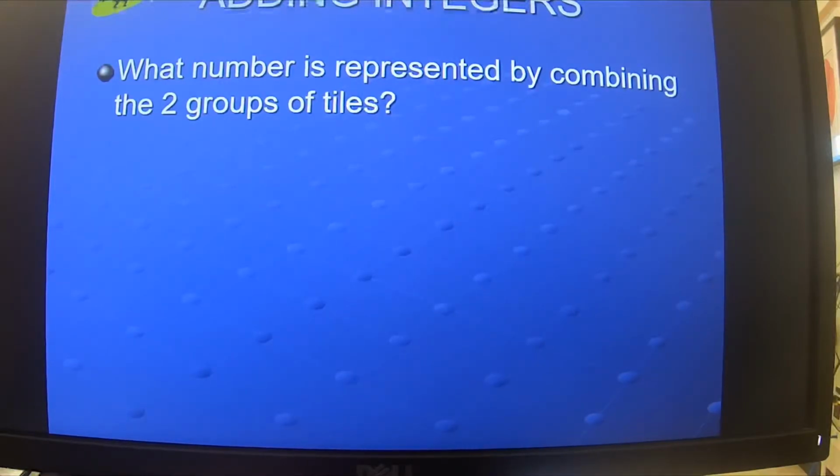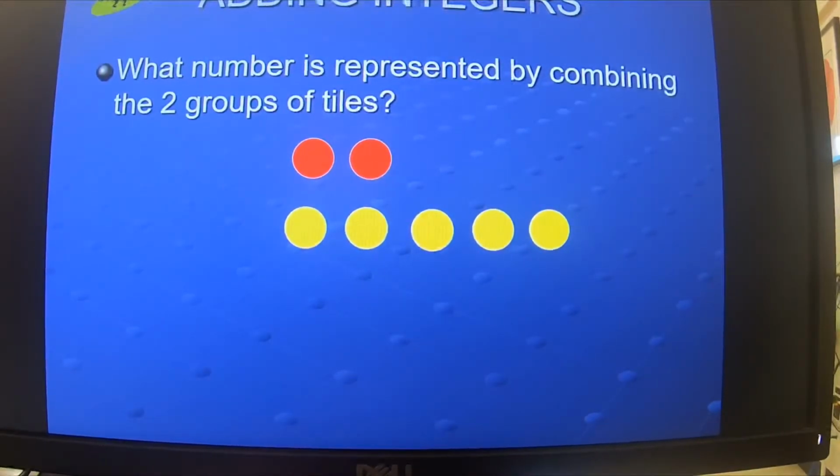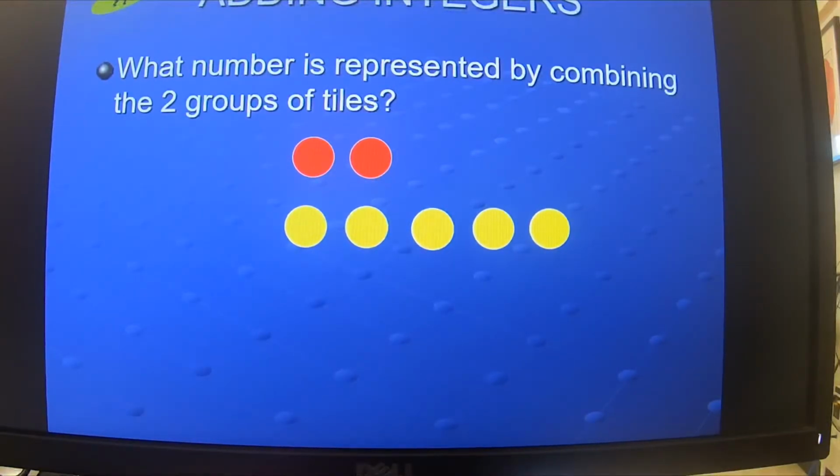So what number is represented by combining 2 groups of tiles? So let's say we have this here, okay? We have 2 negative chips, or 2 red chips, and we have 5 positive chips or 5 yellow chips. And we want to write what's called an addition statement. You're going to be seeing this on the first types of worksheet. It'll give you a model like this and it'll say what addition statement is being represented. Sometimes it doesn't even ask for an answer. It just wants you to write down the addition statement.